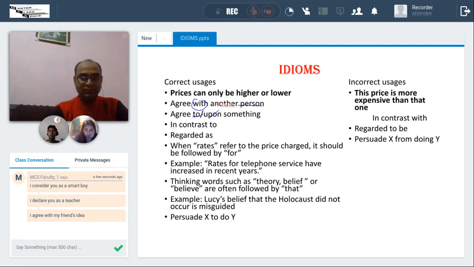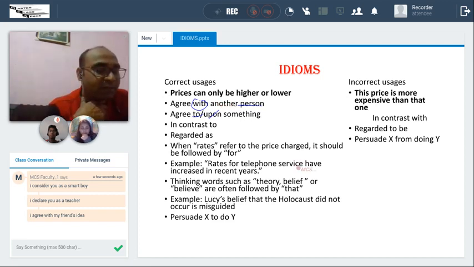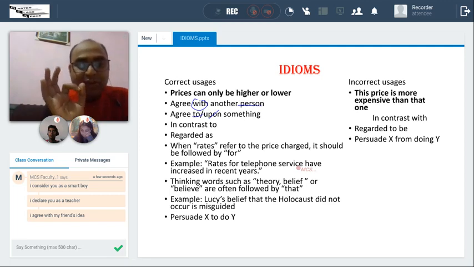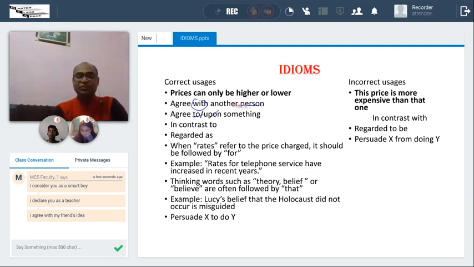No. What should it be? I agree to my friend's idea. All right. Why to, not with? Because with is used with another person, but when you agree to something or upon something, and because it's an idea, it should be to. All right. So here it is not about the friend, but about the idea. So the point is, we have to always be cautious about what word is being used.